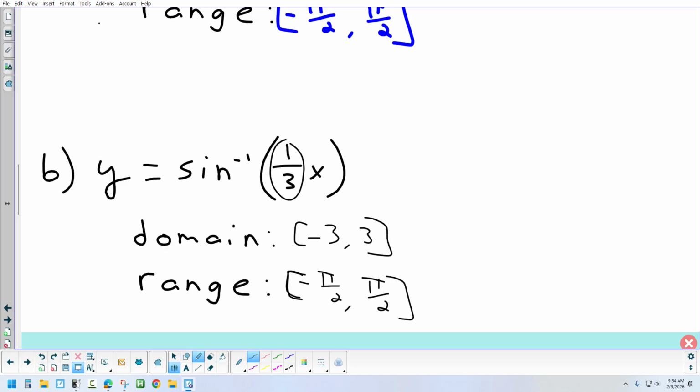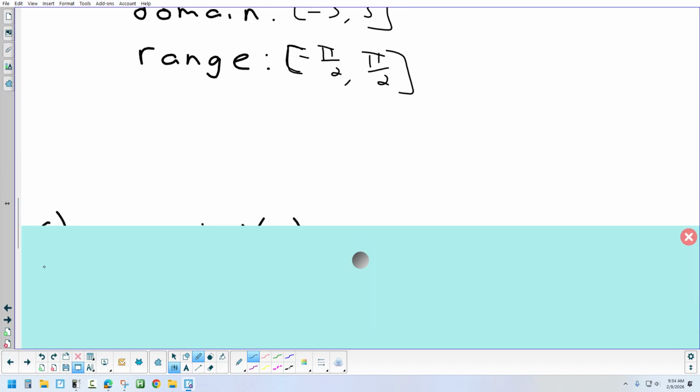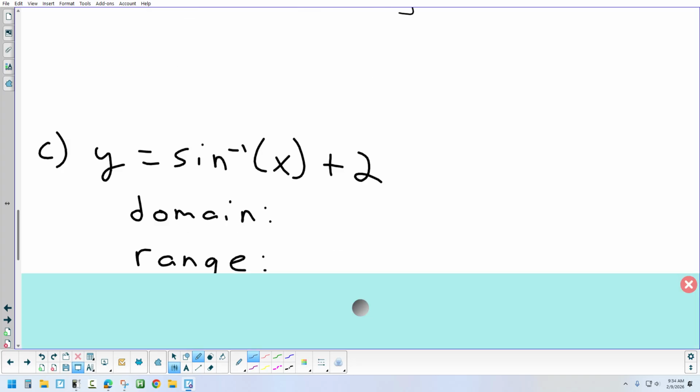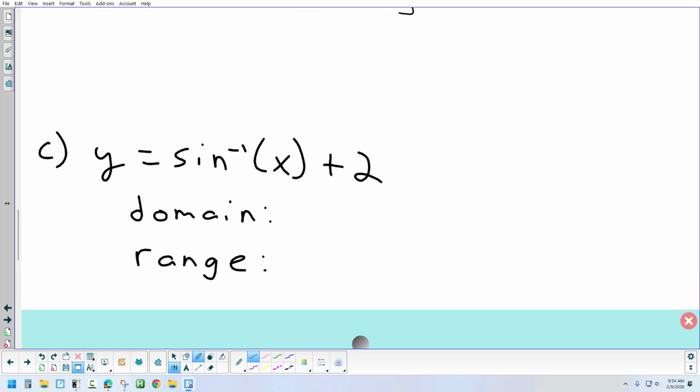Perfect. All right, let's try this one. What is unaffected this time? The domain. Yeah, we're not doing anything horizontal. This is a shift up 2. So put your original domain. Original domain for inverse sine, -1 to 1.